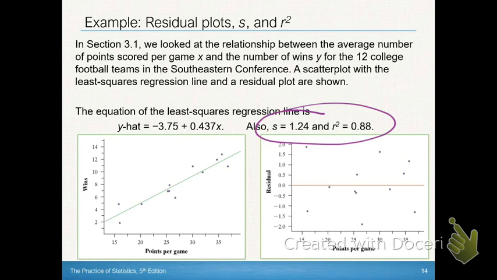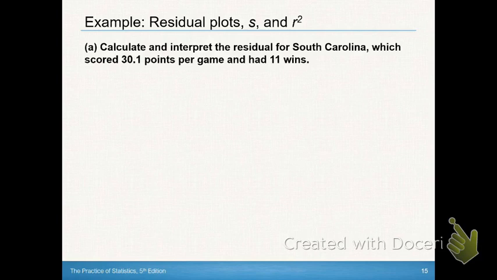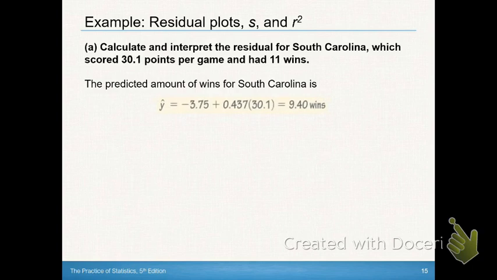So what we want to do is look at all of these things and use this model and answer some questions related to the model. So recall that the equation we came up with was using the x as the points per game and the y value as the expected number of wins that they would have. So here they're asking us to calculate the residual for a team that scores 30.1 points per game and has 11 wins. So first we plug in the points per game for x and solve for y.